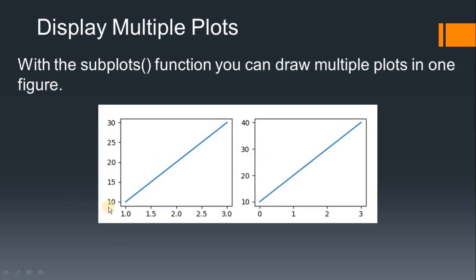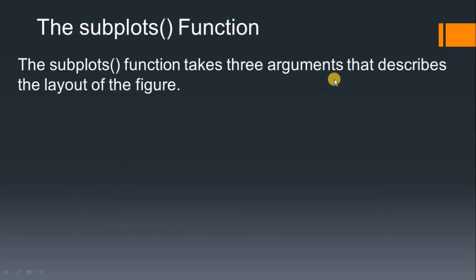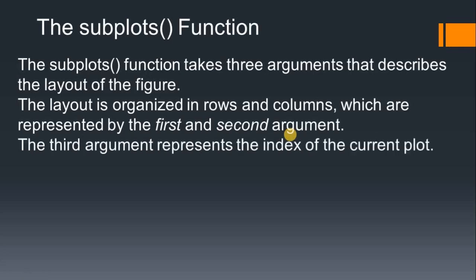So how can you manage this? For that you have to remember a few things. First of all, you have to use the subplot function, and it has three arguments that describe the layout of the figure, meaning we represent a particular area where we will keep our plot. The layout is organized in the form of rows and columns, which are represented by the first and second arguments. And the third argument represents the index position of the plot.